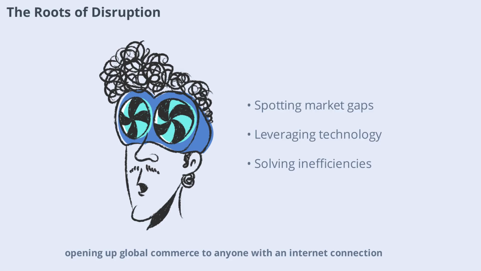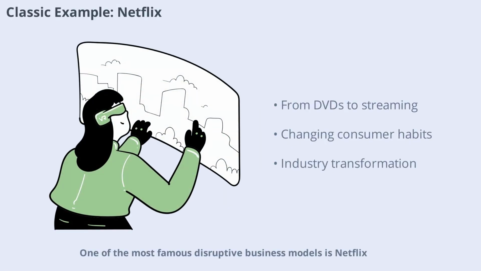One of the most famous disruptive business models is Netflix. Originally a DVD rental service, Netflix saw an opportunity to move away from physical media and embrace streaming technology. This shift not only made content more accessible but also changed consumer expectations forever. Traditional video rental stores struggled to keep up, and many eventually closed. Netflix's model is a textbook case of how disruption can redefine an industry.